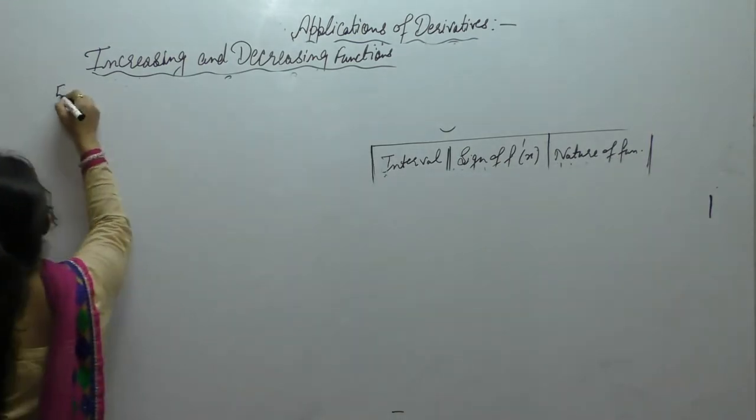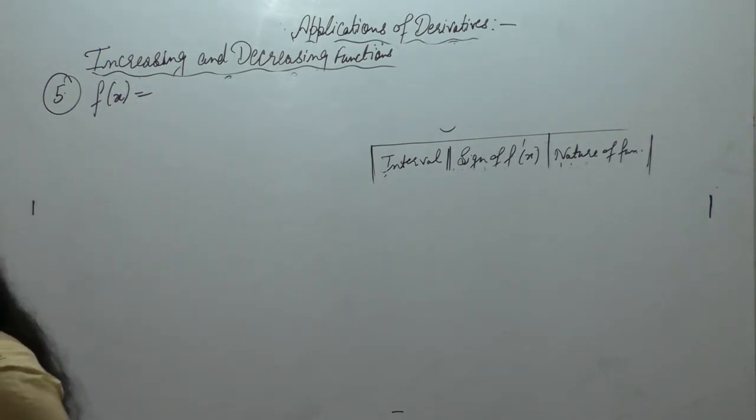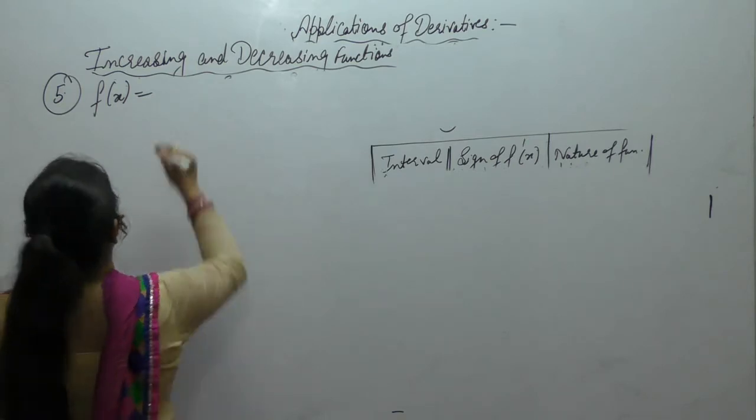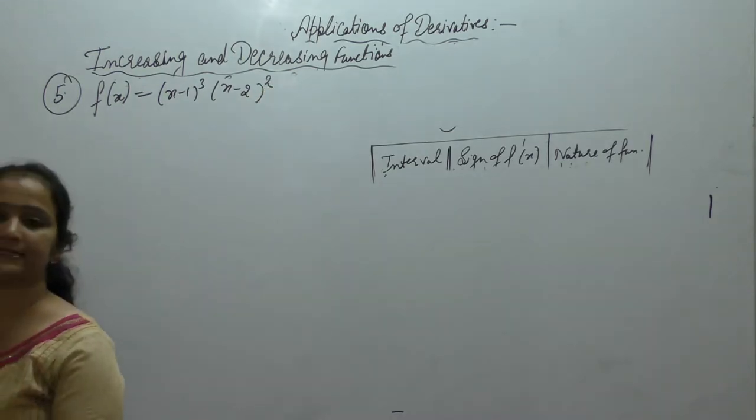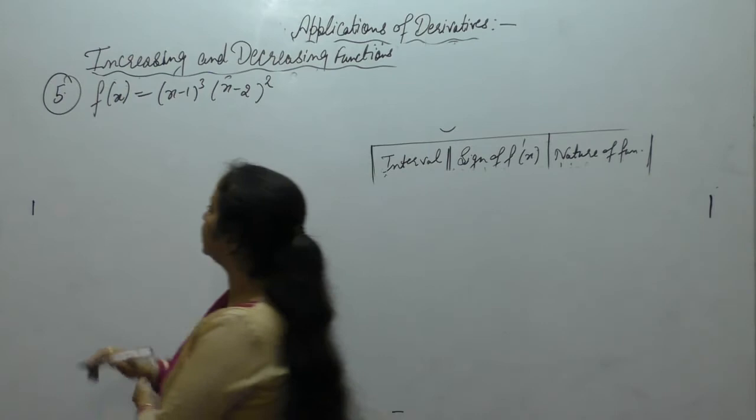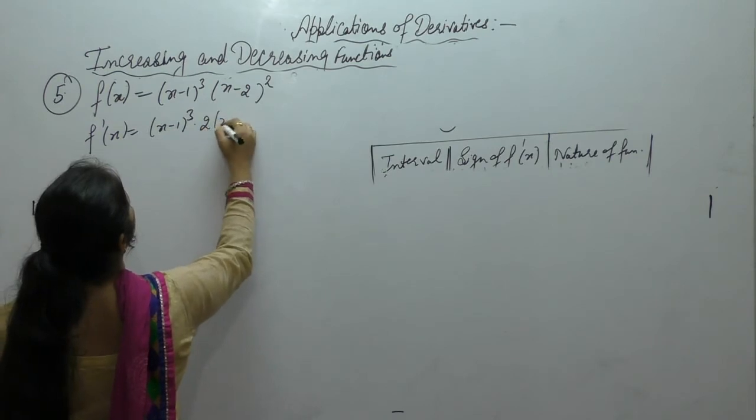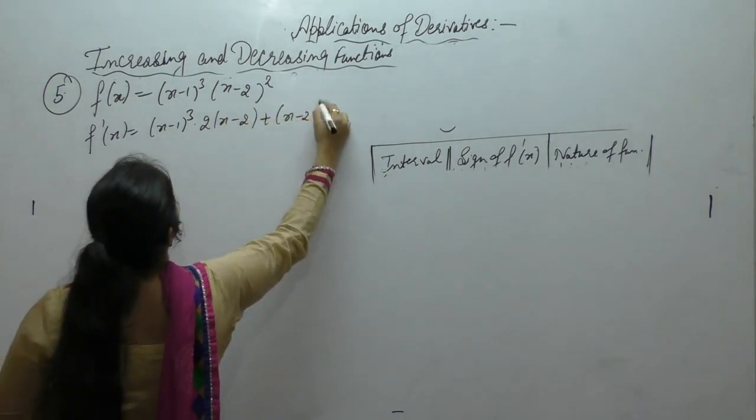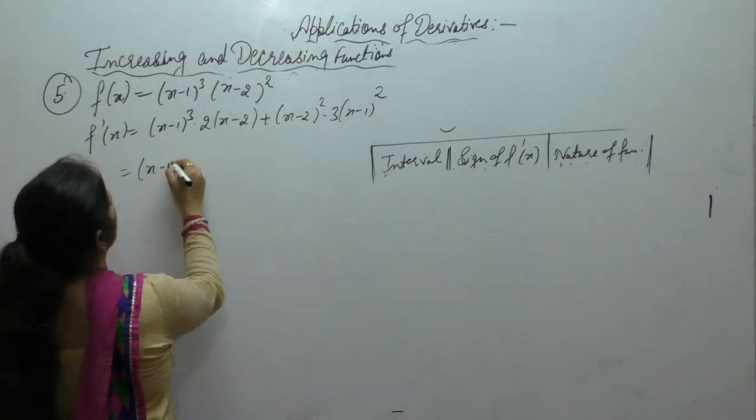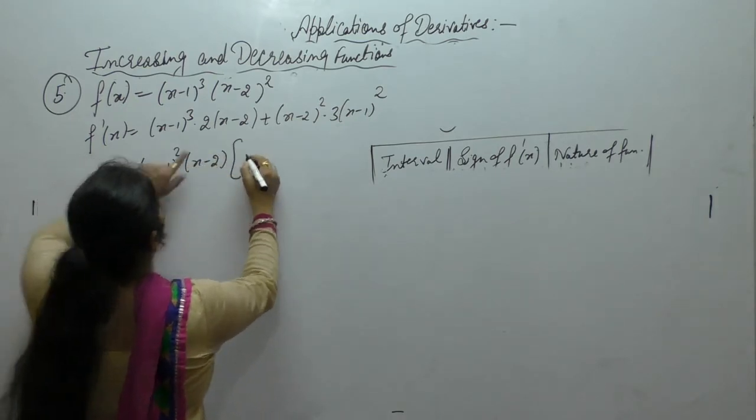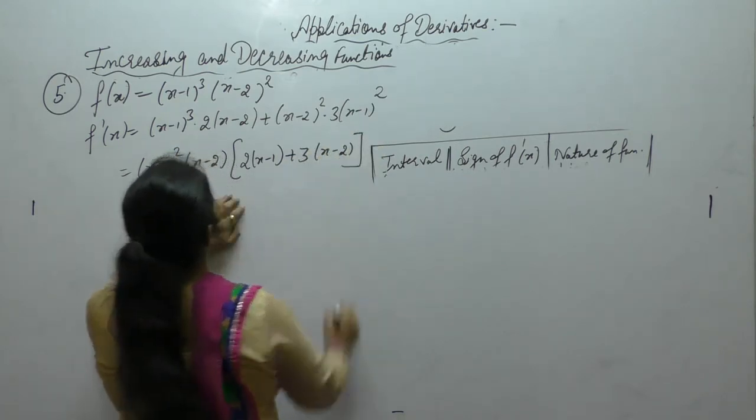Question number 5. Function f of x is equal to x minus 1 whole cube and x minus 2 square. Find the intervals in which the function is increasing or decreasing. Take the derivative. First function as it is, derivative of second, plus second as it is, derivative of first. Now x minus 1 whole square and x minus 2 are common. Here we are left with 2 into x minus 1 and 3 into x minus 2.